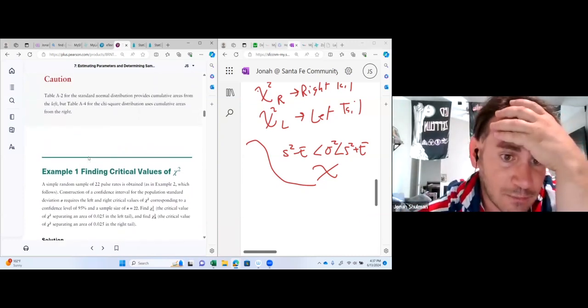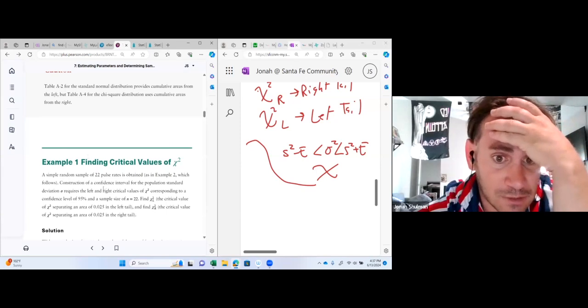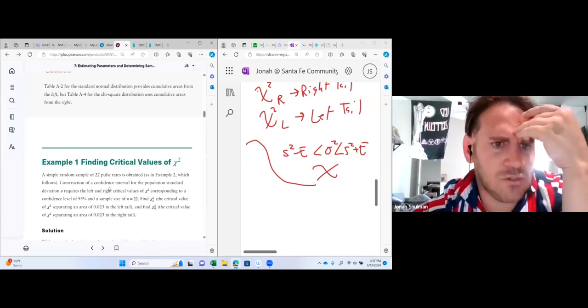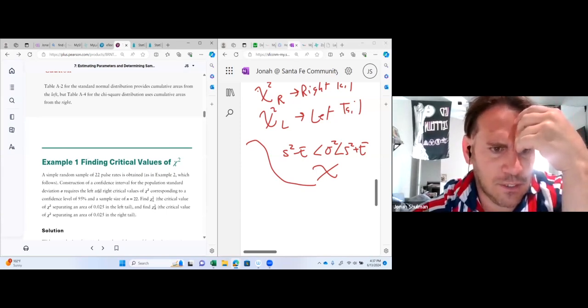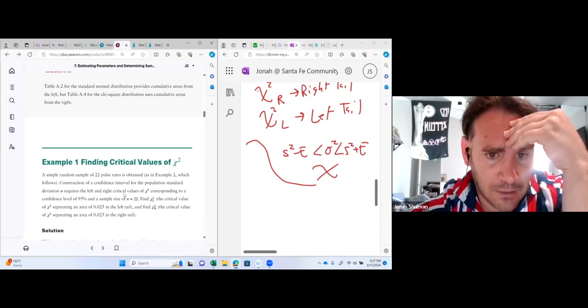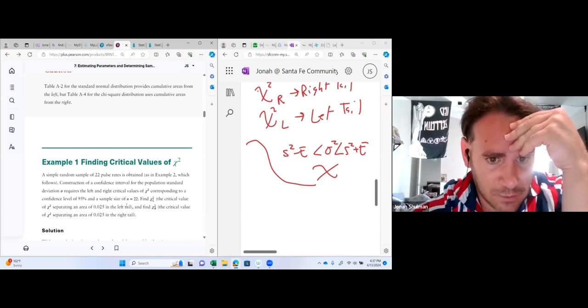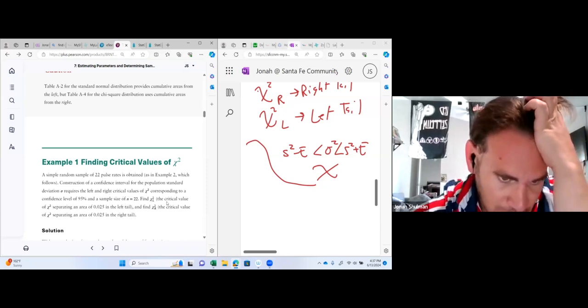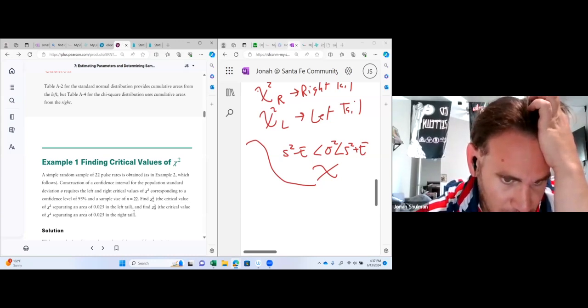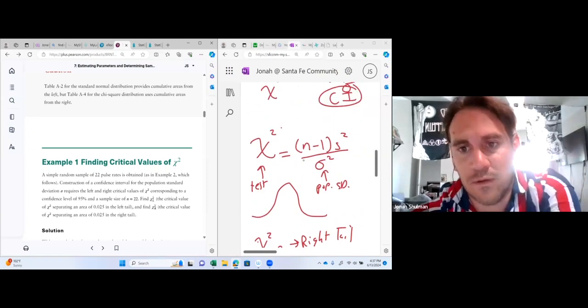A simple random sample of 22 pulse rates is obtained. Construct the confidence interval for the standard deviation, 95% with an n of 22. Find the critical value to the left, separating an area of 0.025 in the left tail, and find the one to the right, 0.025 in the right tail.